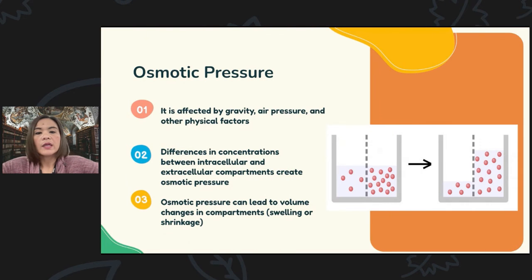The cell is affected by gravity, air pressure, and other physical factors contributing to your osmotic pressure. Differences in concentrations between intracellular and extracellular compartments create osmotic pressure. And osmotic pressure can lead to volume changes in a compartment, swelling, or shrinkage.